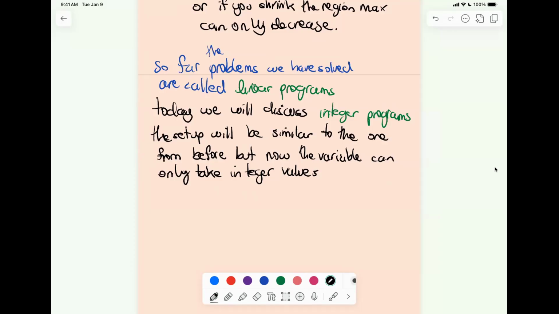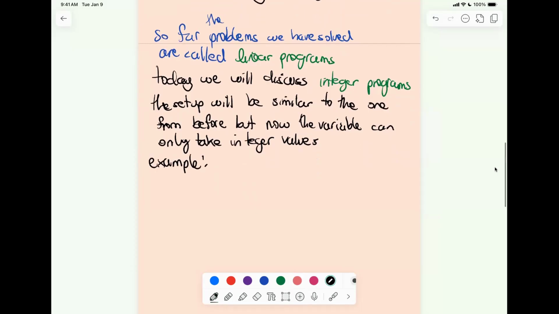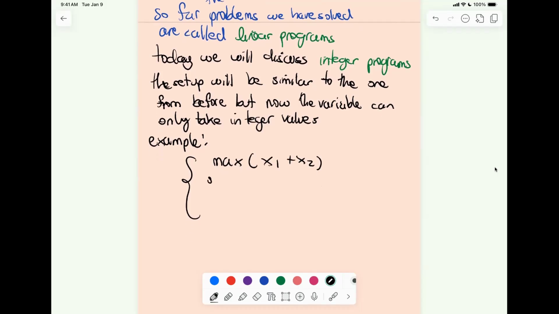Okay, so let me start with a very, very baby example, and then we'll keep increasing the difficulty. So here's an example. I'll set it up in a way that looks very similar to what we had done before. I will do this one very simple one so that it's more clear what's going on. So let's say you wanted to find the max of x1 plus x2, right? Subject to the usual conditions.